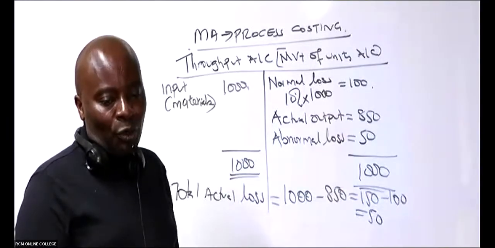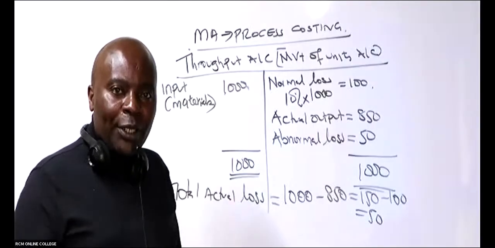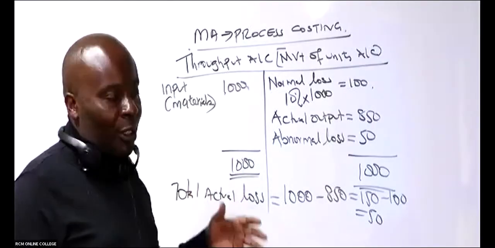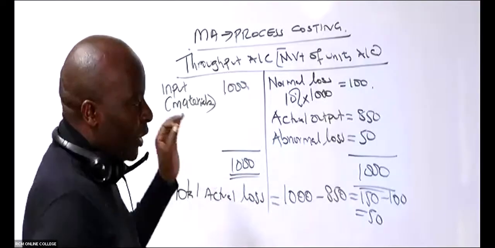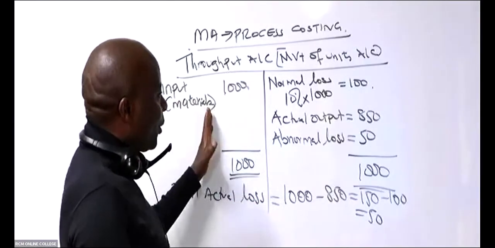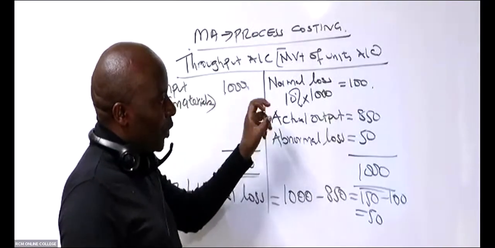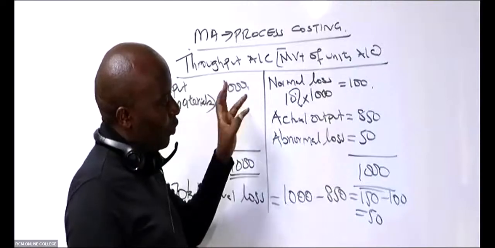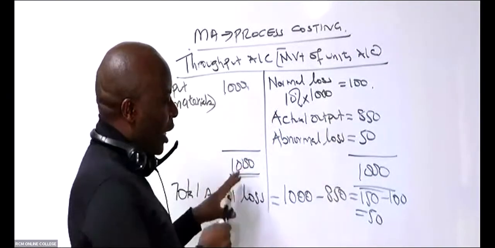of 50. But we don't have to go that way at all. For us, it's all about balancing the throughput account. The moment I've put in the input, I account for the entire input. So I have normal loss, which has been given as 10% of the input, 100. They have given me actual output of 850, come and balance.